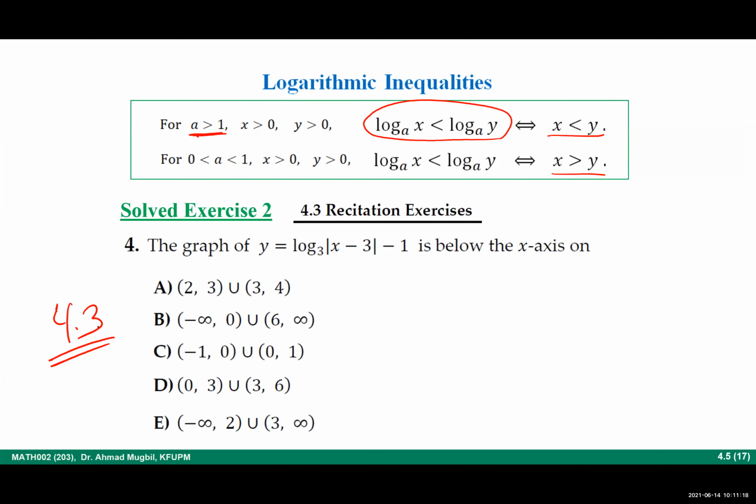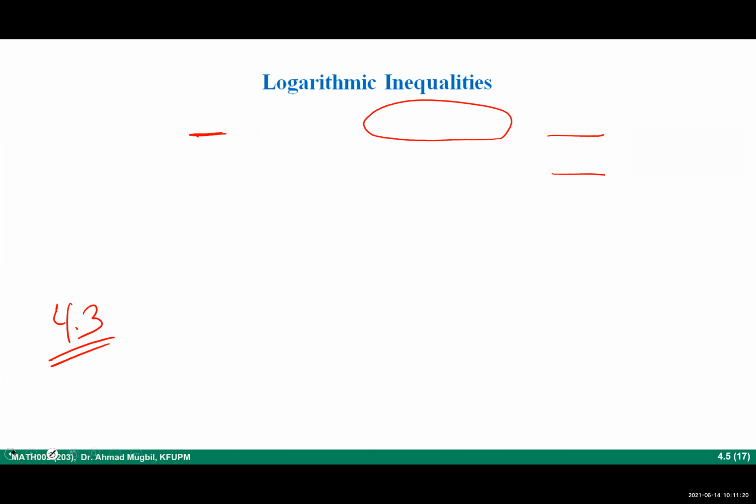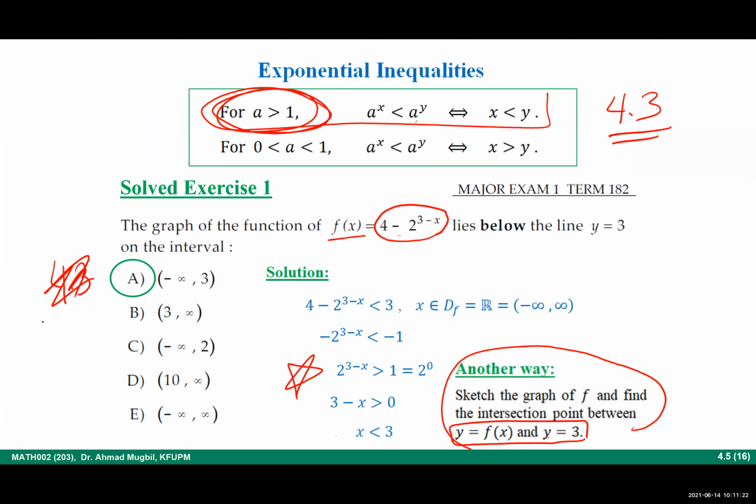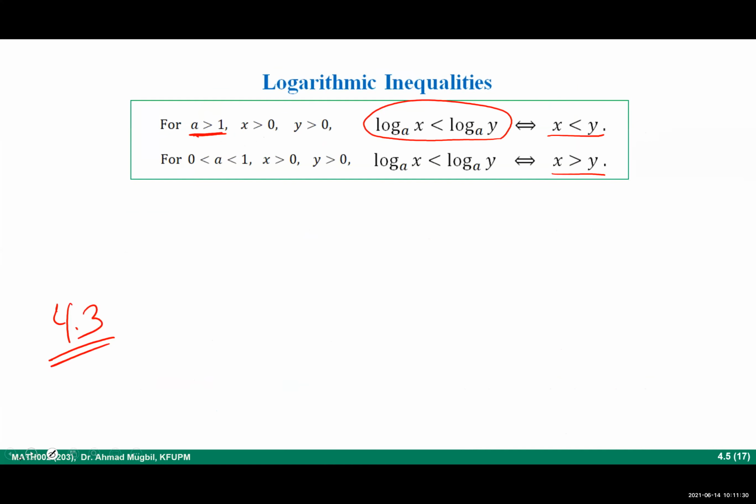By the way, this is 4.3, but the previous one, by the way, it was 4.2. I forgot. This is not 4.3. This is 4.1 and 2. I think I should correct this. Now, 4.3, this question.